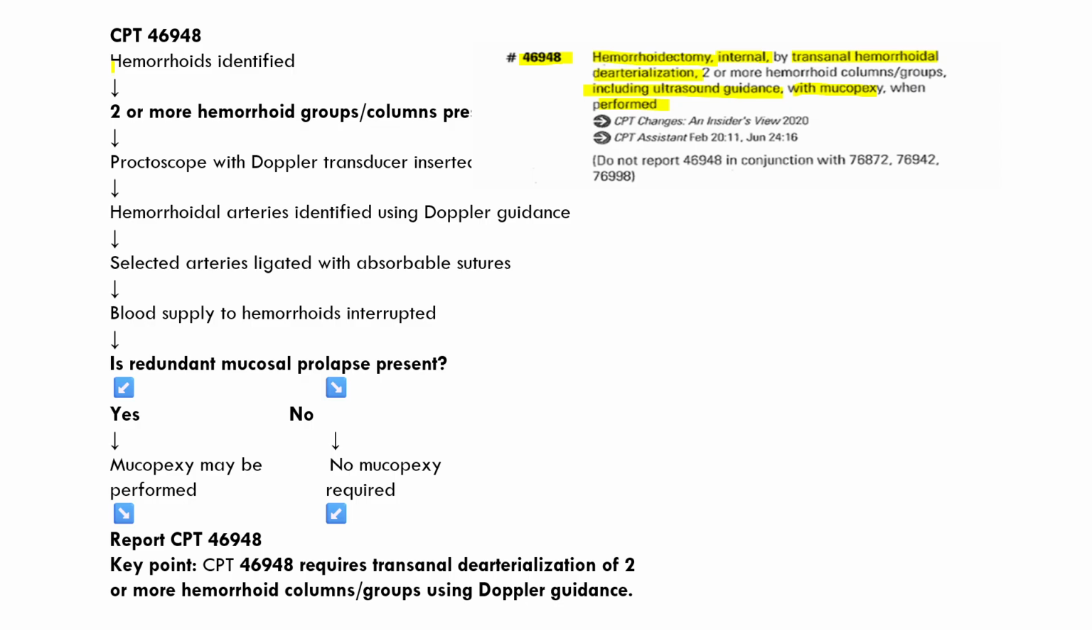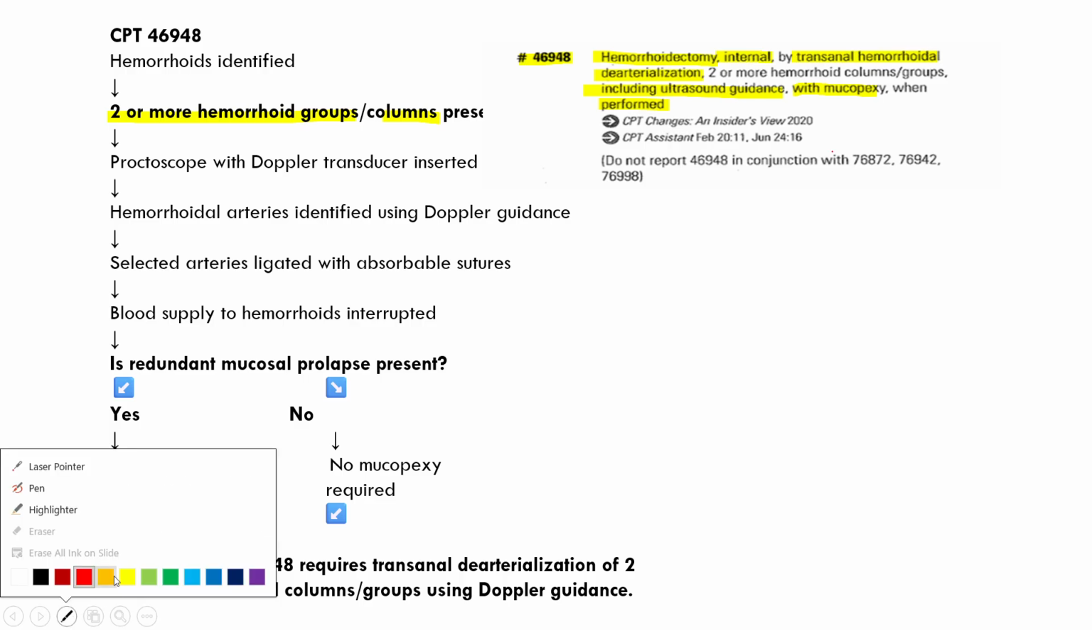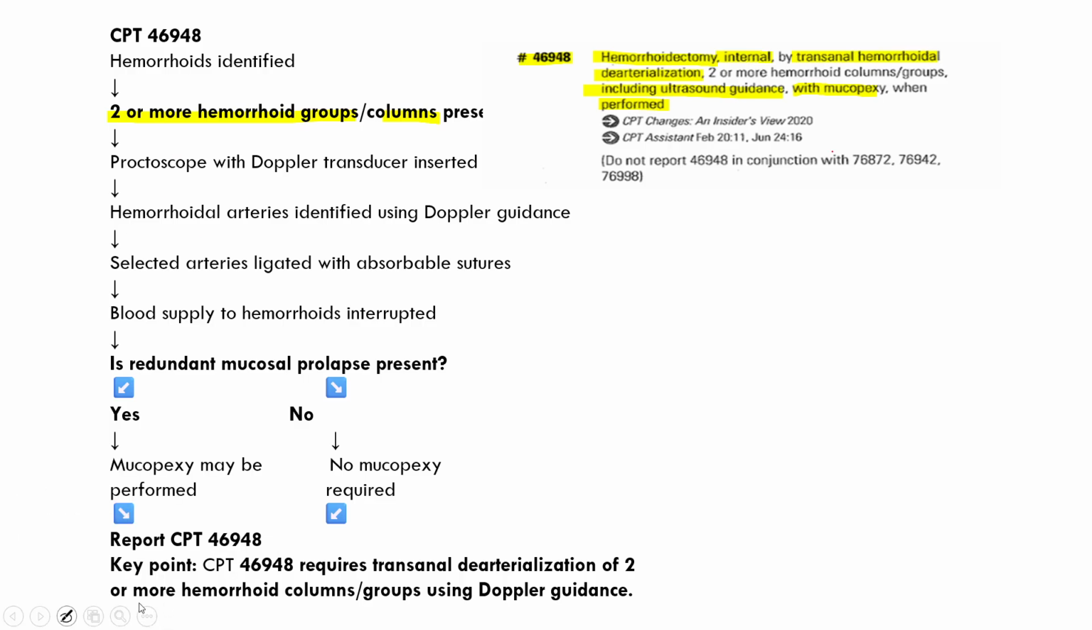Okay, so here the hemorrhoids are identified. So two or more hemorrhoid columns or groups. So he will insert a proctoscope. Along with that he will use a Doppler transducer. So he will identify the hemorrhoidal arteries. How will he identify? Using the Doppler guidance, he will identify the hemorrhoidal arteries. So he will select the arteries and ligate with absorbable sutures.